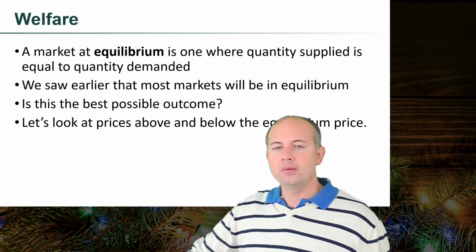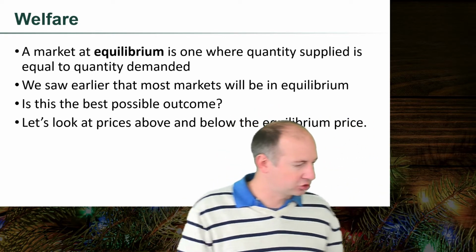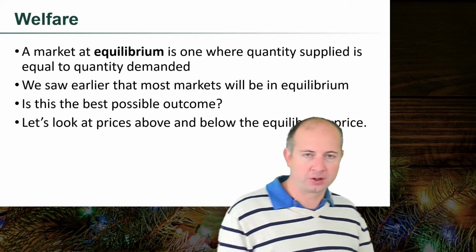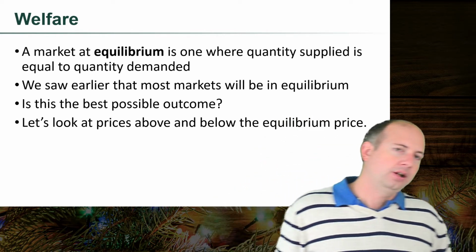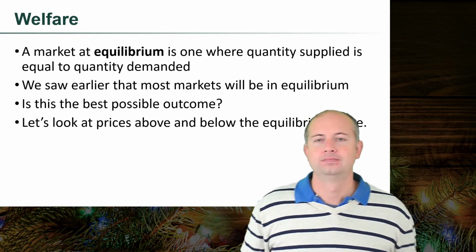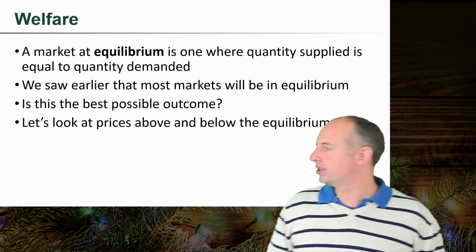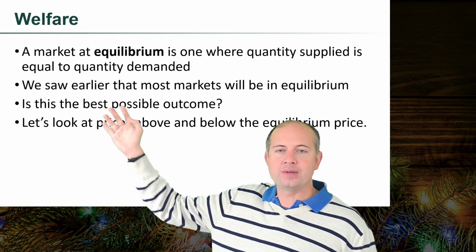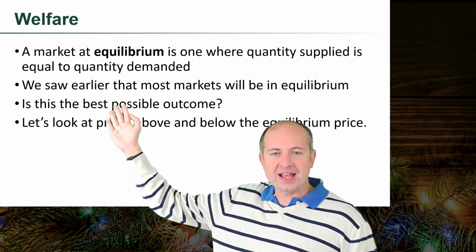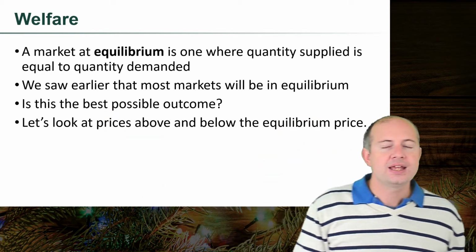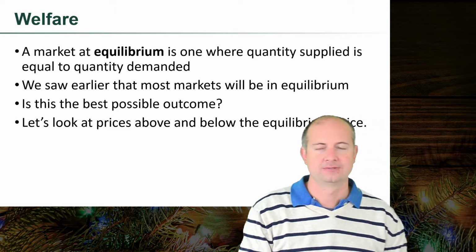So most markets will be in equilibrium. That's just the price they will find their way to. Okay, is this the best possible outcome? We're going to think about that specifically. When we say best, what we mean is highest total surplus.